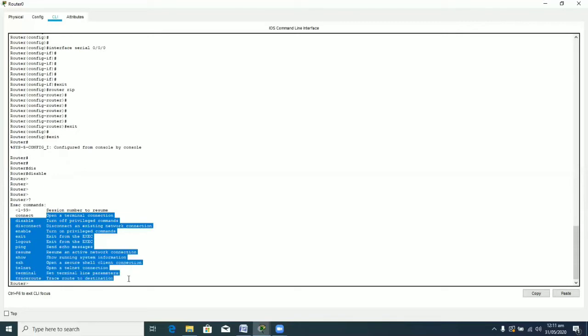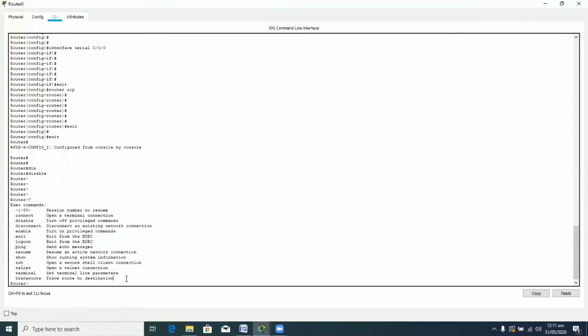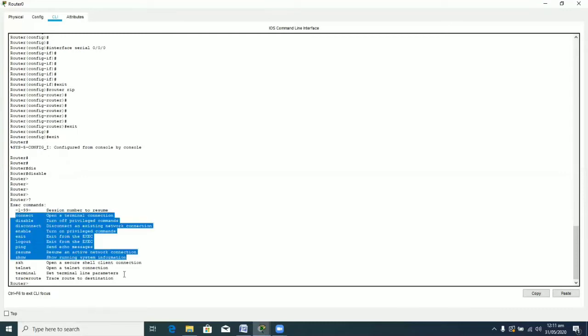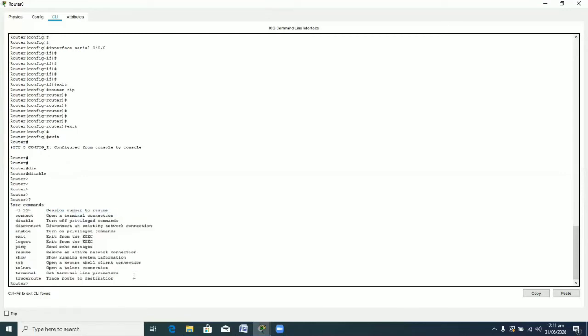If you work on the real router, which we will be doing in our upcoming labs, then you will see that this list is very large as compared to this simulation based router. So we will be dealing with that thing in the later lab. Not only these commands, but there is a large set of commands available on the real routers. But the way to obtain the help feature is the same, that is just press the question mark.